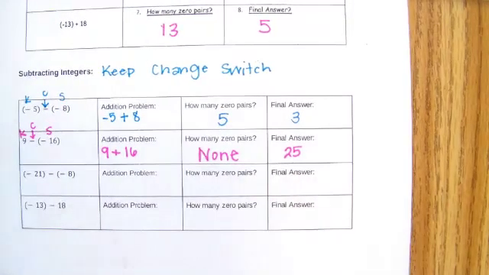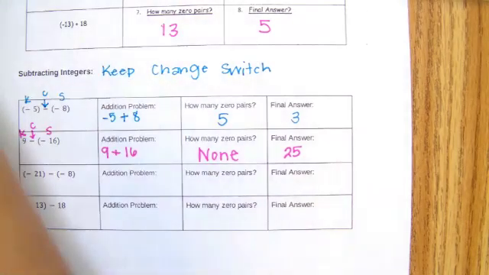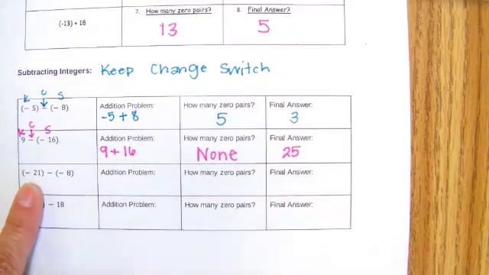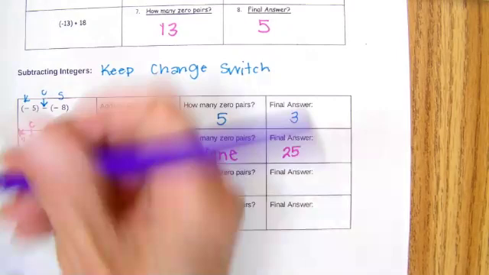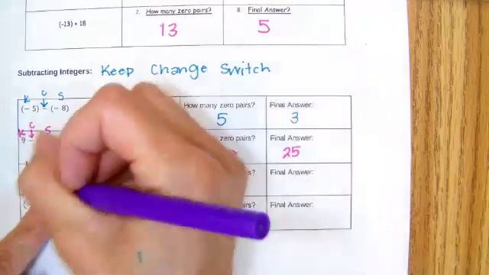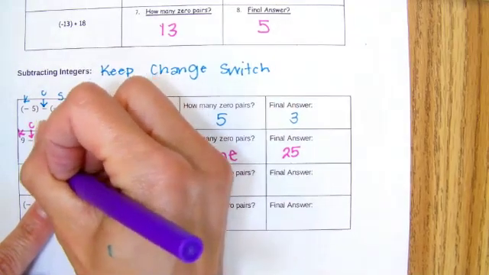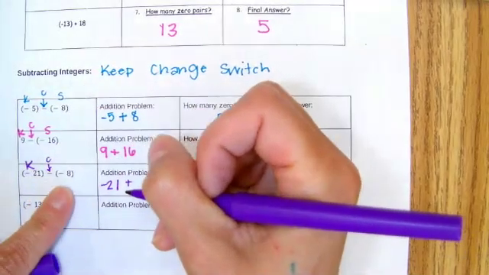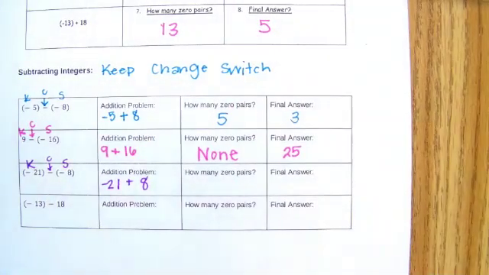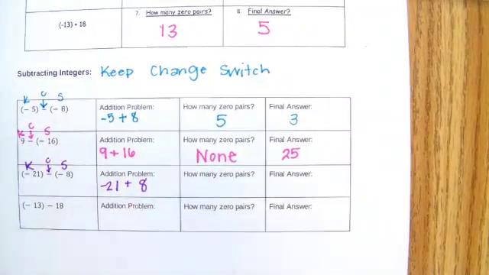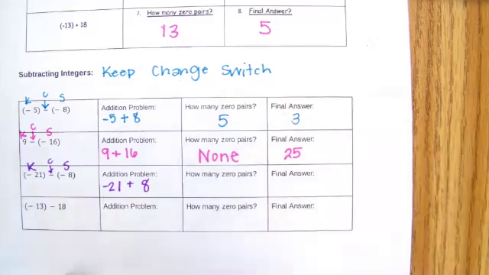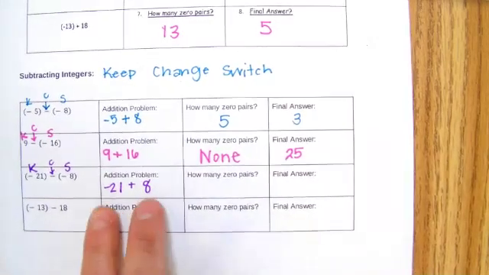Okay, 2 more and then you're on your own. Okay, so look at this problem. Negative 21. Do we ever change the first one? No. We keep it. Keep negative 21. Okay. We're always changing that minus to a plus. And then we switch the last one, whatever that sign is. So I have negative 21 plus 8. So I have 21 negatives, 8 positives, okay?